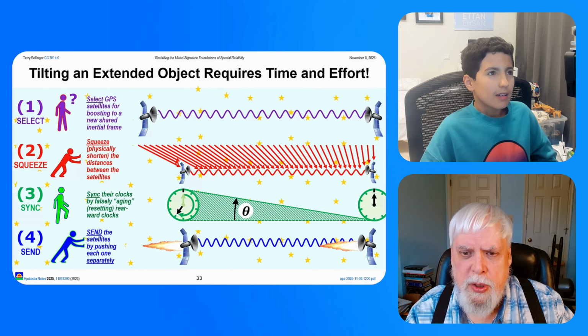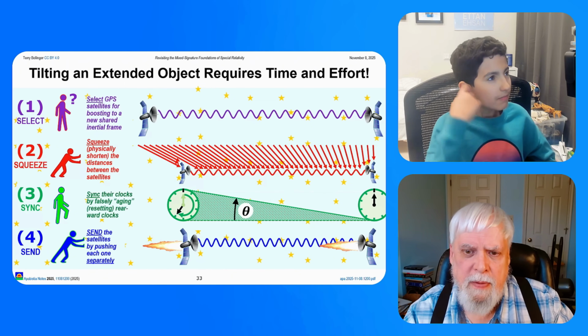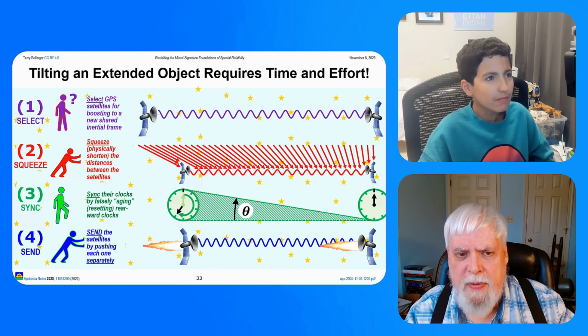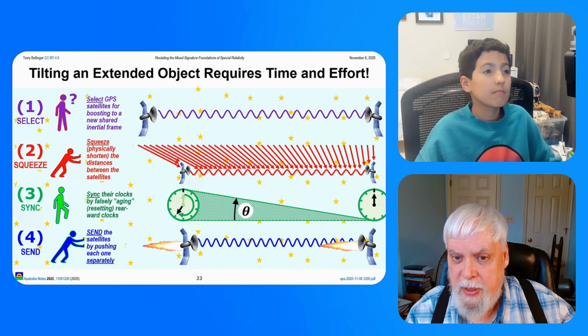So Lorentz contraction is far more real than people often perceive it to be. They think it's some kind of an abstract way of looking at the satellite system, but it's not. You have to actually move things. And that's one of the points in this. Same thing for the clocks.